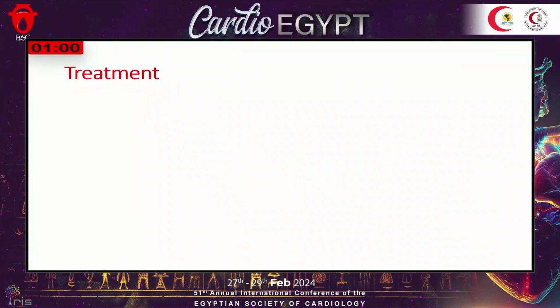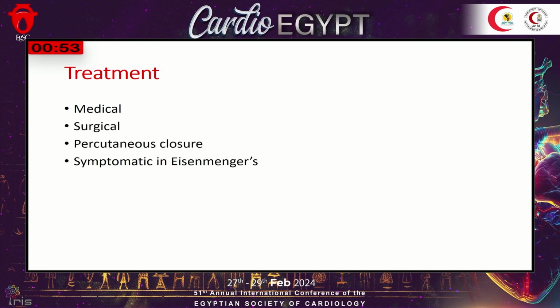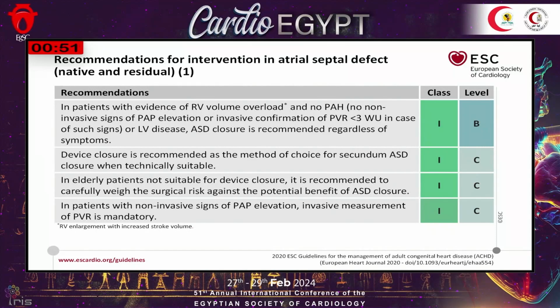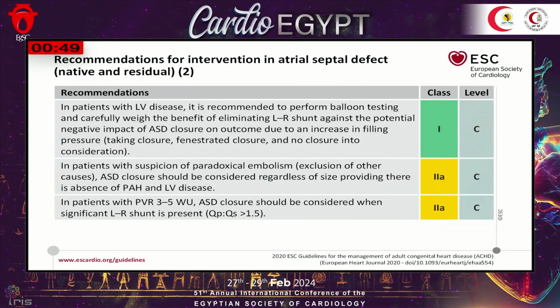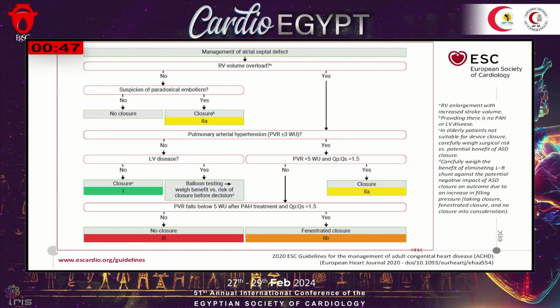What about the management? It's medical, surgical, percutaneous closure, or even symptomatic in Eisenmenger syndrome. The guidelines say, let's see this one. If we have RV volume overload, yes. If we don't have RV volume overload, just look at if there is a paradoxical embolism. If yes, just go for closure with class 2A indication. If no, no closure. But if we have RV volume overload, look at this.